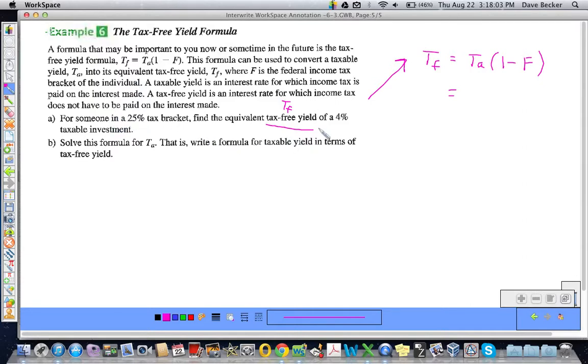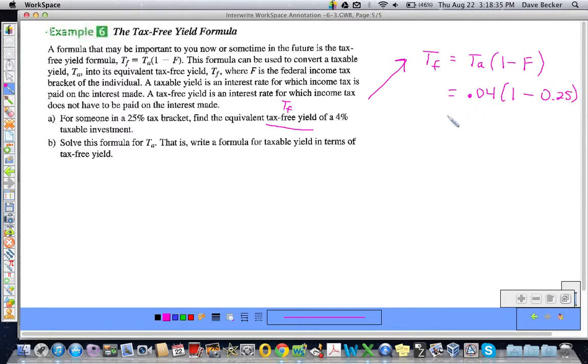And let's see, I have a 4% taxable investment. Investment yield, you yield something from an investment, so maybe that's one way to think about it. So this is going to be 4%, but we can't operate with percent, so I'm going to change that to a decimal, 0.04, times 1 minus f. Okay, well, the f is 25% or 0.25.